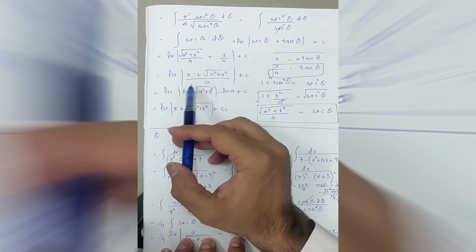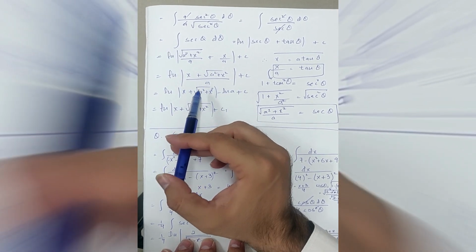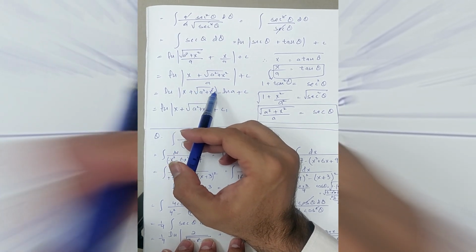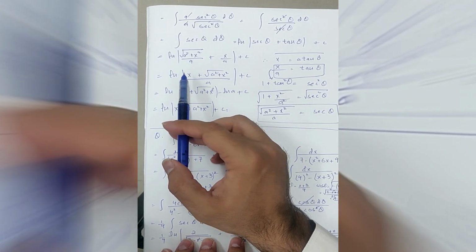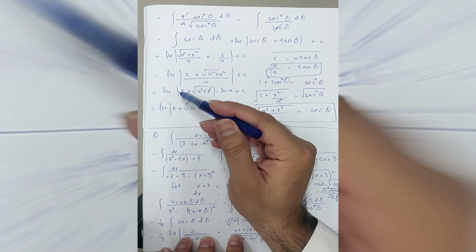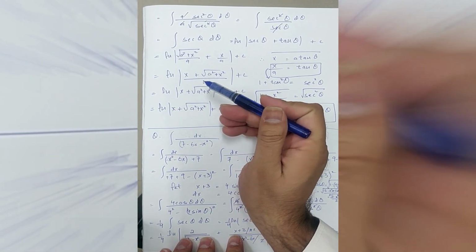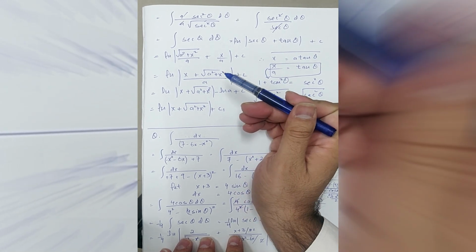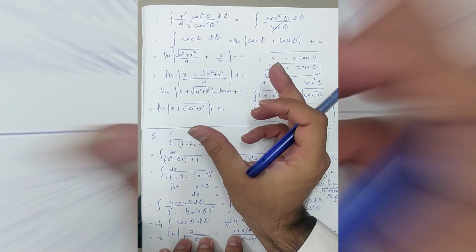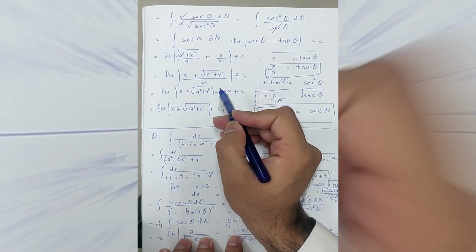and further I will simplify it: log of x plus under the root a square plus x square minus log of a, because we know the property of logarithms that if there is division in a log, it can be separated out into two different logs, like here.